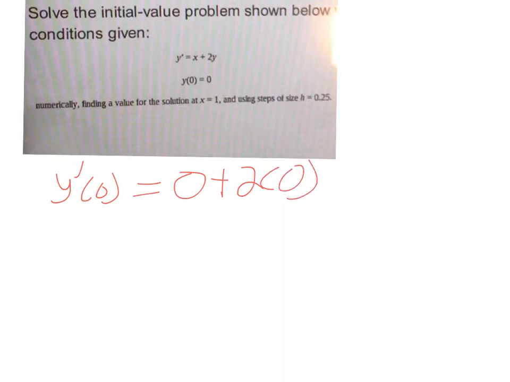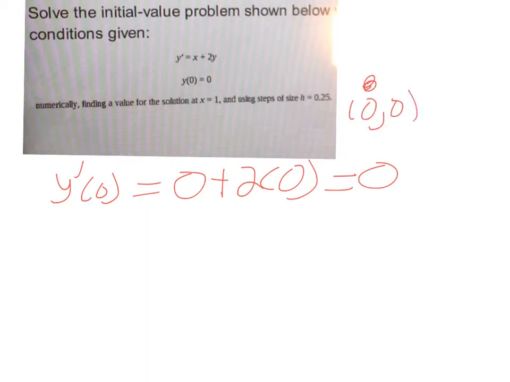First thing we're going to do is figure out the derivative at x equals 0. That's going to be x, which is 0, plus 2 times y. Well, what's the y coordinate when x equals 0? That's 0 also. So that means initially the slope of this thing is 0. So our graph started at (0, 0).